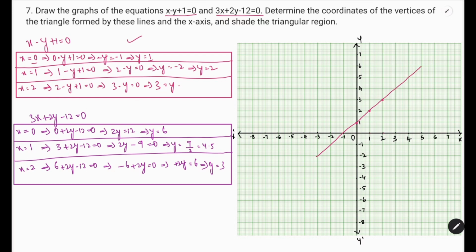Now we will represent the second equation. X is 0, y is 6, this point. X is 1, y is 4.5, this point. X is 2, y is 3. Here we got this point, x is 2, y is 3. Now let us join these points.